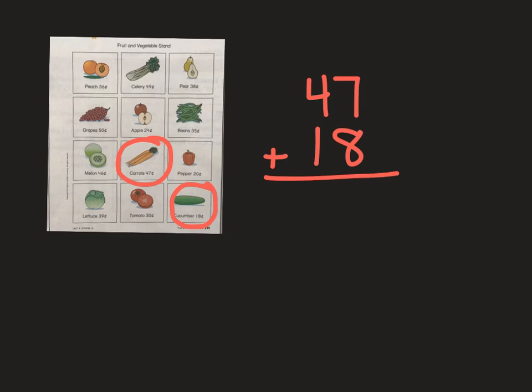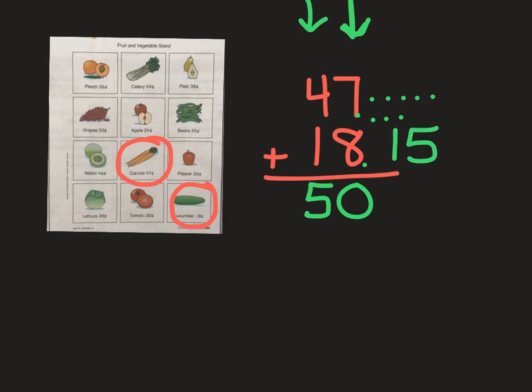Building method. For the building method, I start here in the tens place. I'm going to add 4 plus 1, and that's going to give me 50. So 4 plus 1 is 5, but because I'm in the tens place, I add that 0 over in the ones place. Then I move over to the ones place here. 7 plus 8. So 7, 8, 9, 10, 11, 12, 13, 14, 15. 7 plus 8 is going to equal 15. Since I'm doing the building method, I just write it right out here underneath.